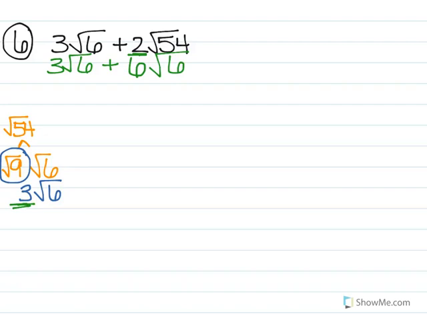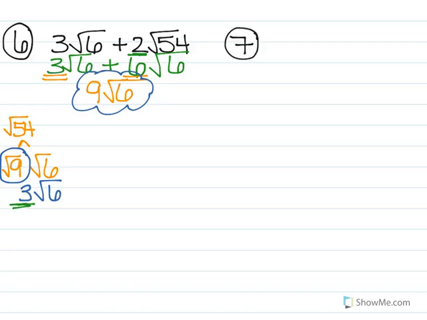So now we have 3 radical 6 plus 6 radical 6. These are finally like terms, so we can add the numbers on the outside to give us 9, and then we have radical 6. So our final answer is 9 radical 6.